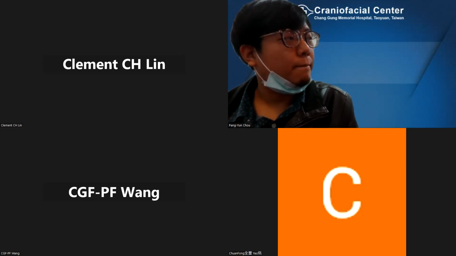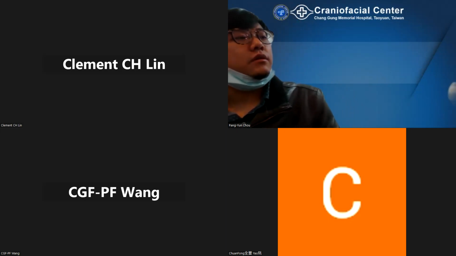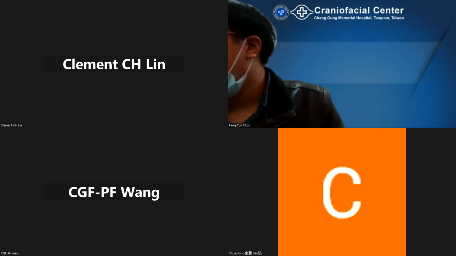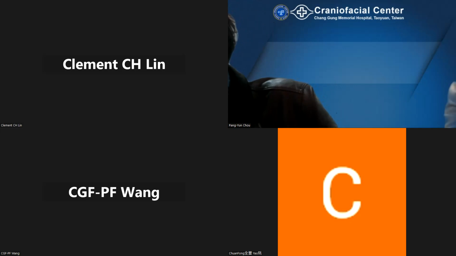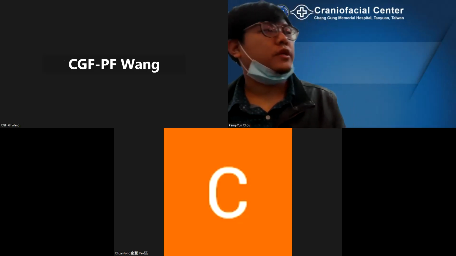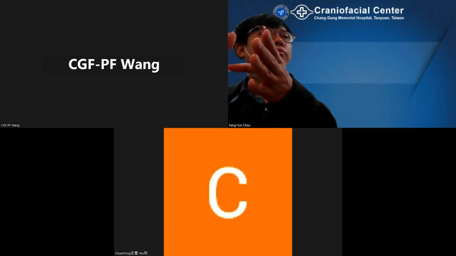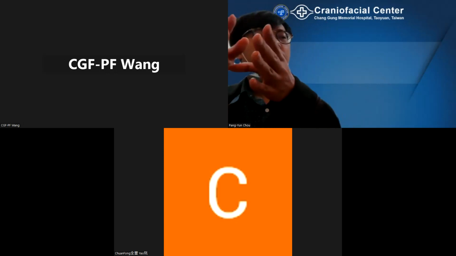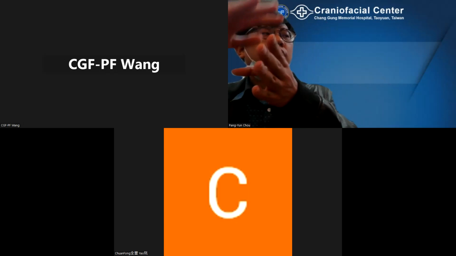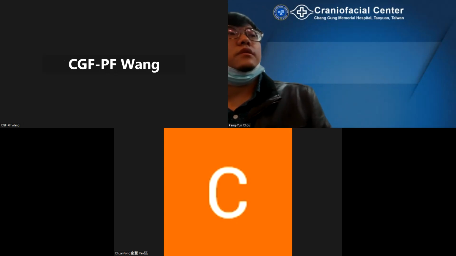Yes. This is cortical painting technique. So what's the difference between cortical painting and onlay bone graft? To my understanding, I think the cortical technique is that you put the bone graft in a thicker, multiple layers, and the onlay bone graft appears like only one thin layer. Is that correct?